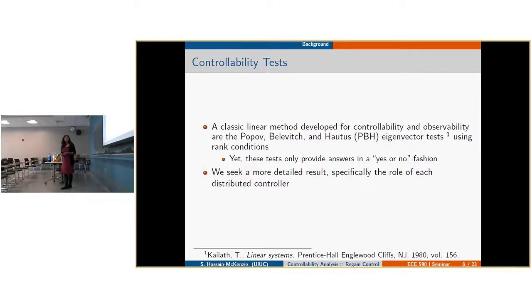And a classic linear method is the PBH eigenvector tests that check the rank condition of, say, our controllability matrix. But these tests only provide yes or no answers. So yes, the system is controllable. No, it is not. And what we're seeking is a more detailed result, specifically the role of each of the distributed controllers and how they contribute to that system controllability.